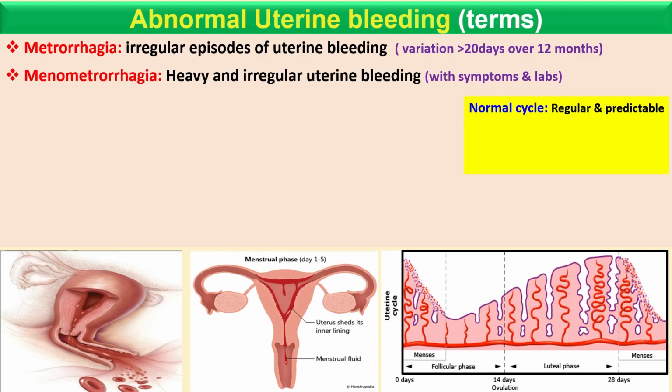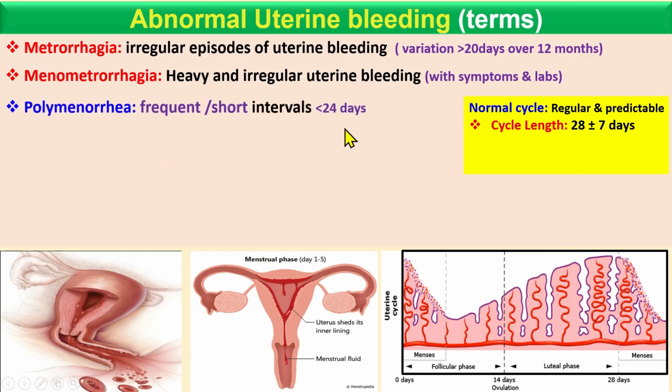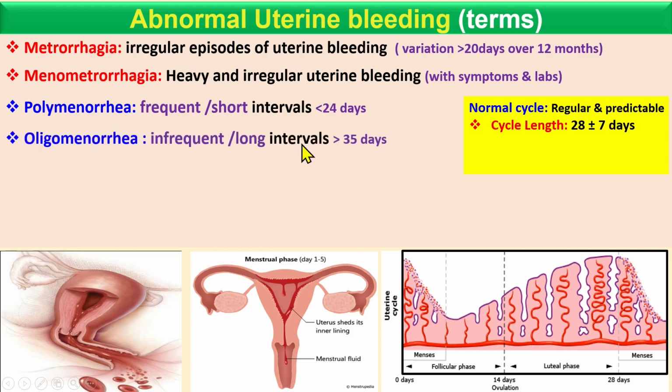What is the other characteristic of the normal cycle? Cycle length should be 28 days plus or minus 7 days. If it's less than 24 days, it is considered polymenorrhea, meaning frequent menses with short interval. Okay. And if the cycle length is more than 35 days, it's considered infrequent, with long interval menses. This is known as oligomenorrhea.